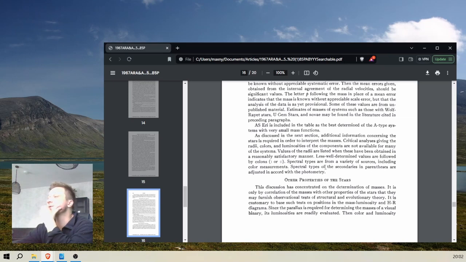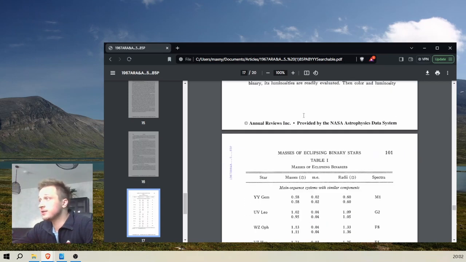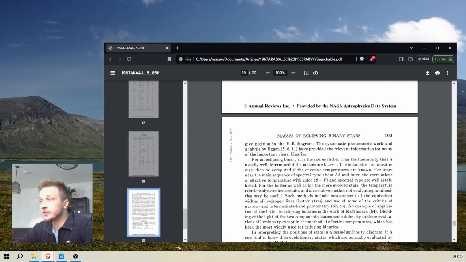Okay. Spectral types are from a variety of sources. Other properties of stars, with suggestions on the determination of masses. It is only by correlation of the masses with other properties of the stars that they may furnish observational tests of structural and evolutionary theory. It is customary to base such tests on positions in the mass-luminosity and HR diagrams. Since the parallax is required for determining the masses of visual binaries, their luminosities are readily evaluated. Then color and luminosity give position in the HR diagram.